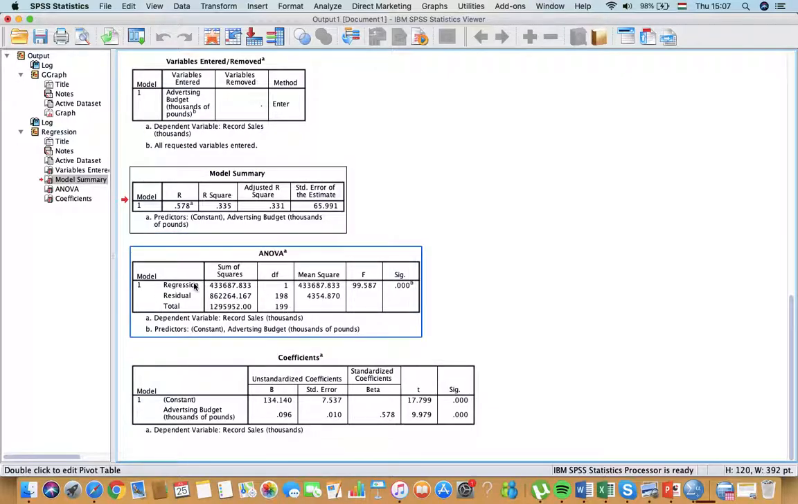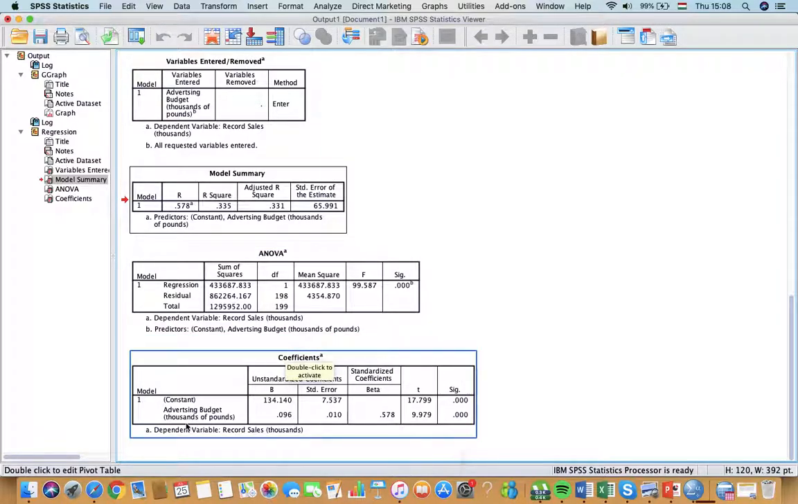The second table is the ANOVA. Here you can see all the numbers that we just discussed. This is the model sum of squares. This is the sum of squared residuals, and this is the total sum of squares. And here you can see the MSM and the MSR. And the division of these two gives you the important value, which is the F value. Here the F is 99.59, which is significant at p smaller than 0.001. So this means that our regression model results in significantly better prediction of record sales than if we use the mean value of the record sales. So our model is better than the mean model. So overall, the regression model predicts the value of record sales significantly well.